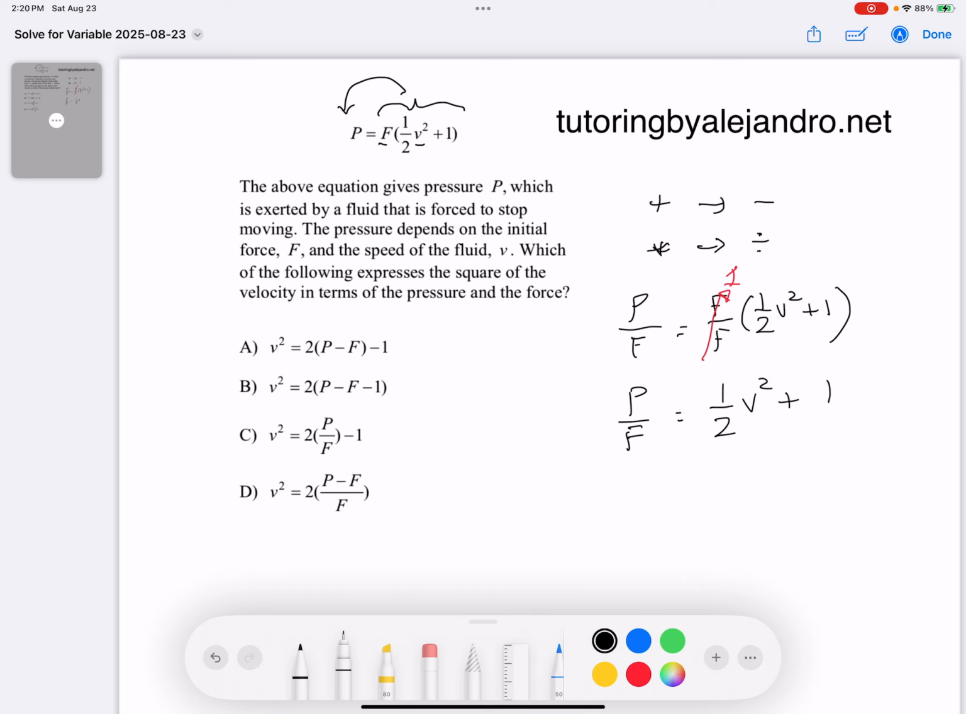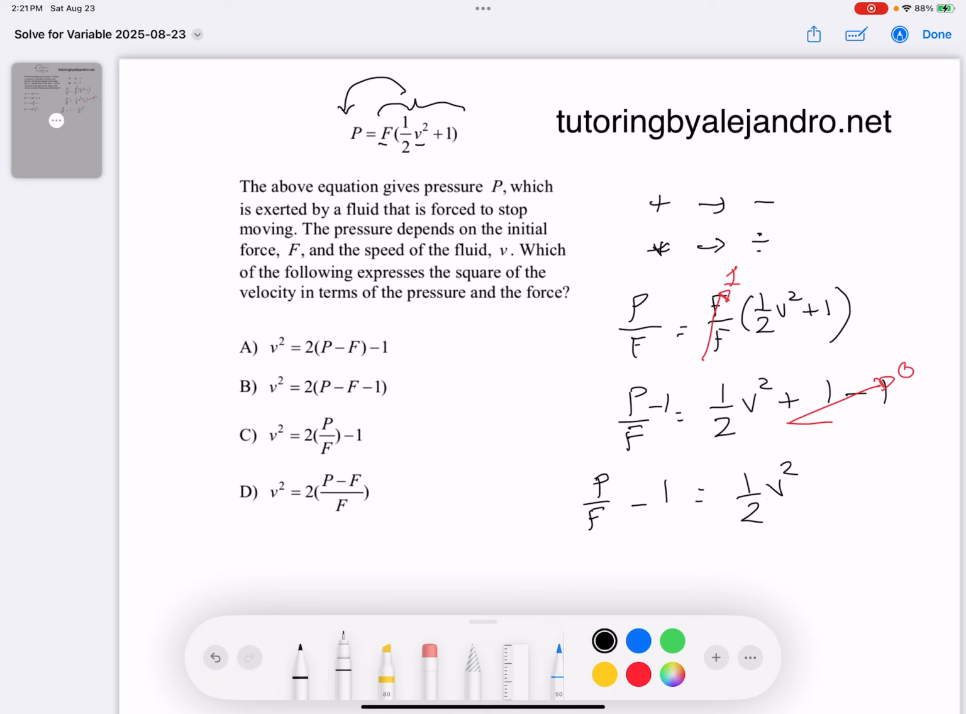So the next thing I have to get rid of is the plus 1, right? We always try to look for what's farthest away from the v squared. So this plus 1 is adding, so we want to apply subtraction, right? So we want minus 1 and minus 1, okay? Plus 1 minus 1 is going to equal 0, and that leaves me with p over f minus 1 equals 1/2 v squared, okay?